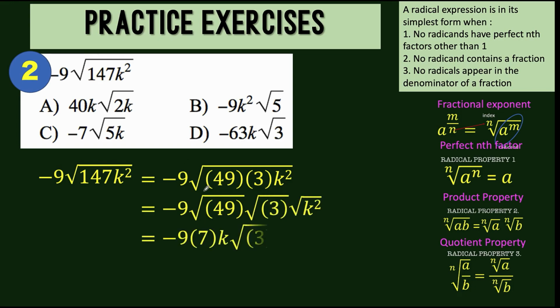Then we can apply the product property of radicals to separate them and simplify. The square root of 49 is 7 and the square root of k squared is this k. The square root of 3 cannot be simplified anymore, so we just copy it. And negative 9 times 7 is negative 63. Copy k, copy the square root of 3. That is now our answer.